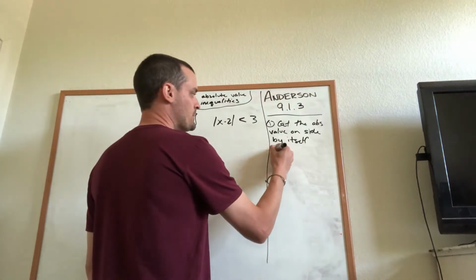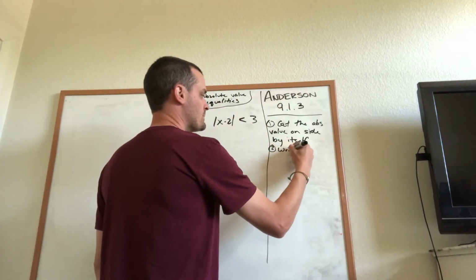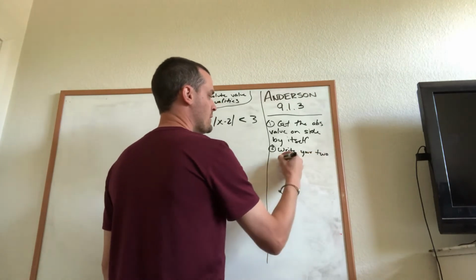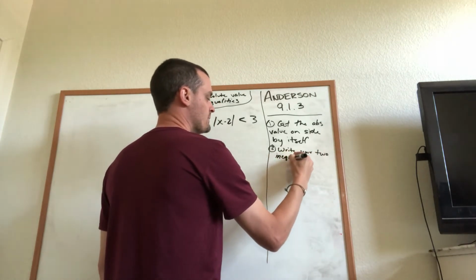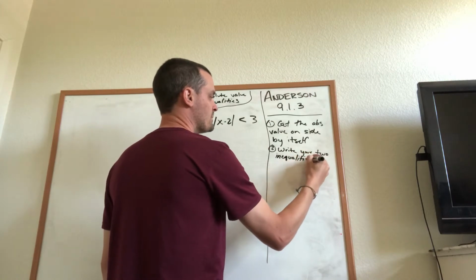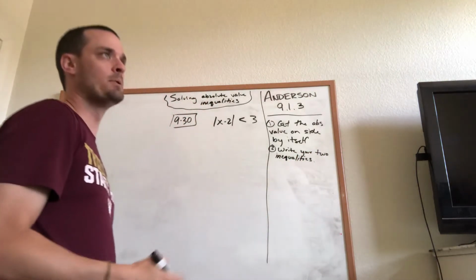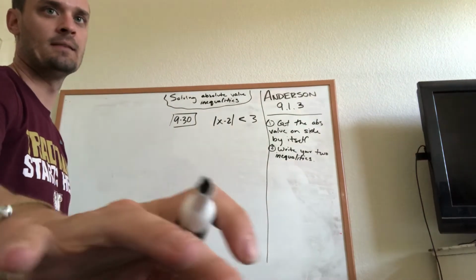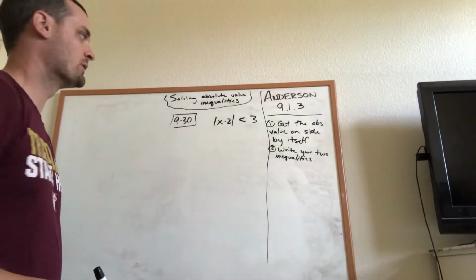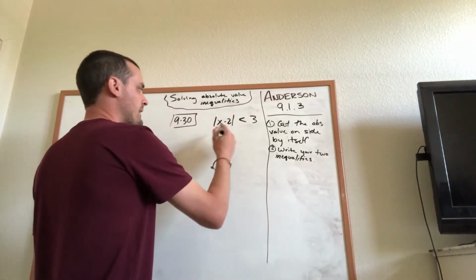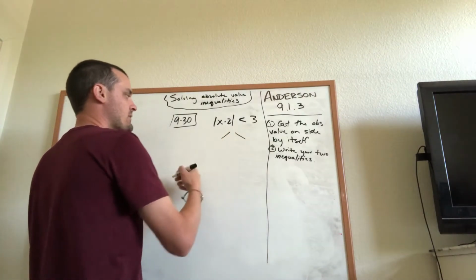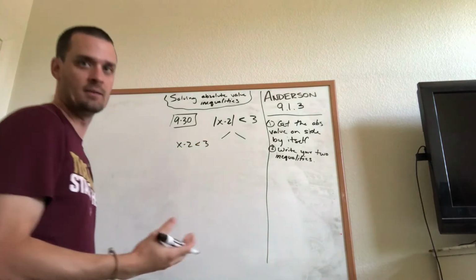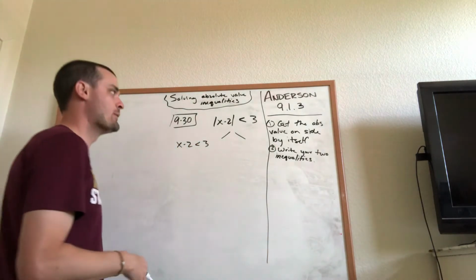So step 2, you're going to write your two inequalities now. Okay, so this is the important step. It's where a lot of people can make a lot of mistakes. What you want to do is write your two different inequalities. We're going to leave that first one the same. X minus 2 is less than 3.